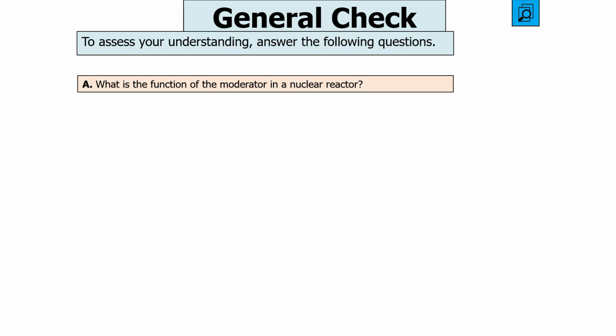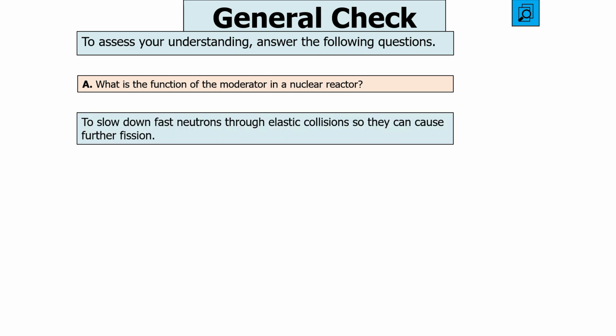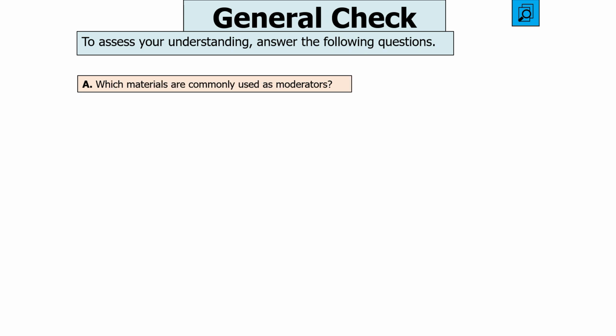What is the function of the moderator in a nuclear reactor? It is to slow down fast neutrons through elastic collisions so they can cause further fission. Which materials are commonly used as moderators? Graphite and heavy water.